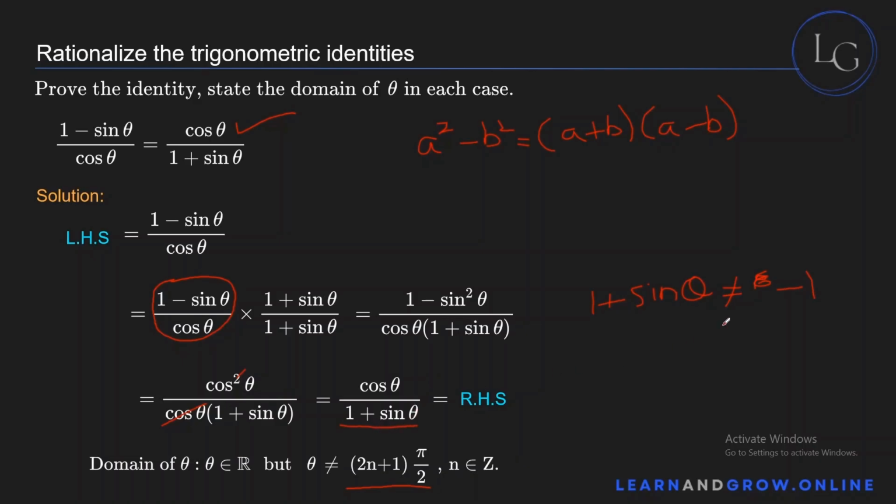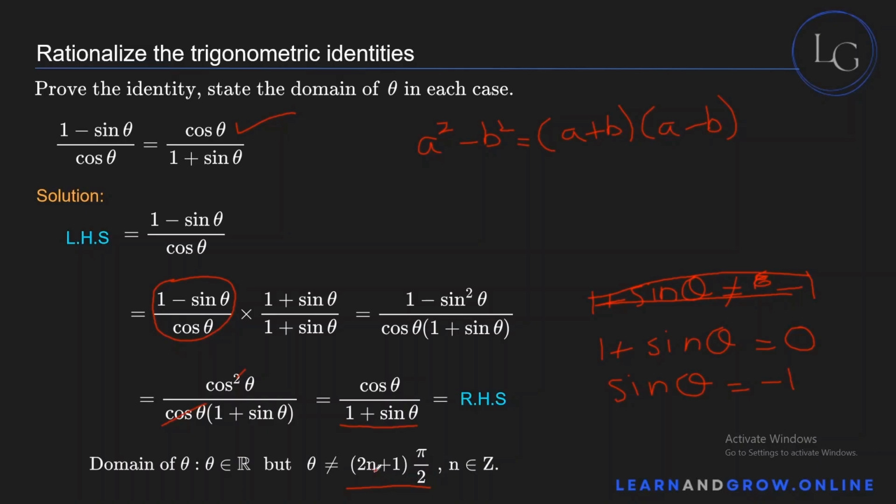I'm sorry, there was a mix up over here. 1 plus sine theta can never be equal to 0, because the denominator cannot be equal to 0. So sine theta cannot be equal to minus 1. When is sine theta equal to minus 1? Well, when the value of theta is 2n plus 1 into pi by 2.